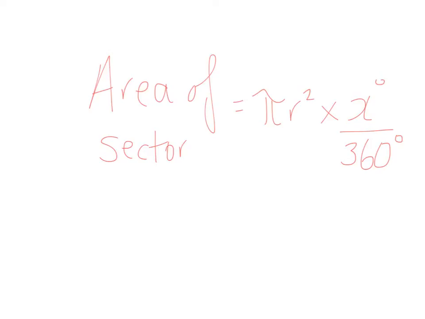And to do that we need to consider the angle that the question will give us, and we'll put that angle over 360. By doing so, it allows us to consider the proportion of the circle, and we can multiply that by our normal area formula to calculate the area of the sector.